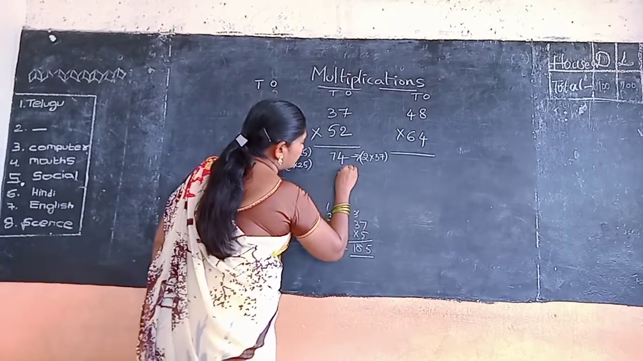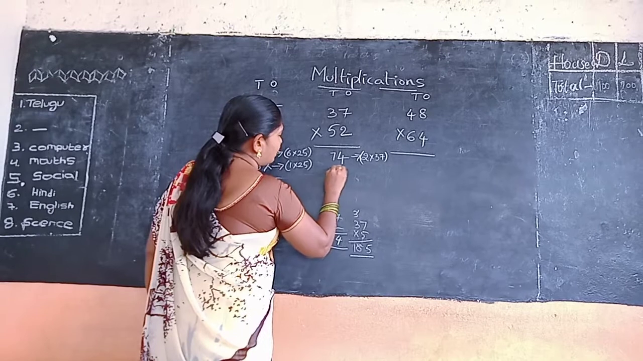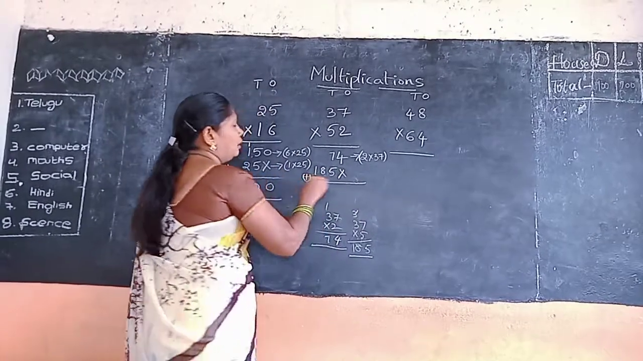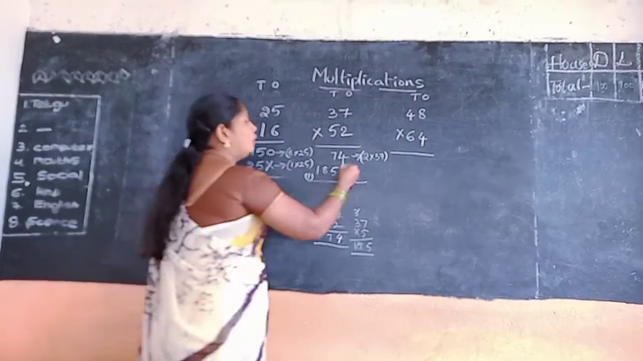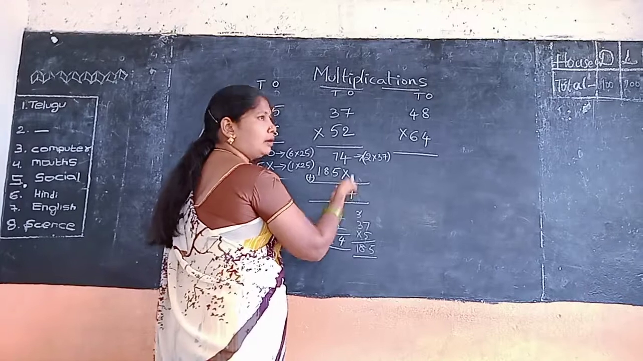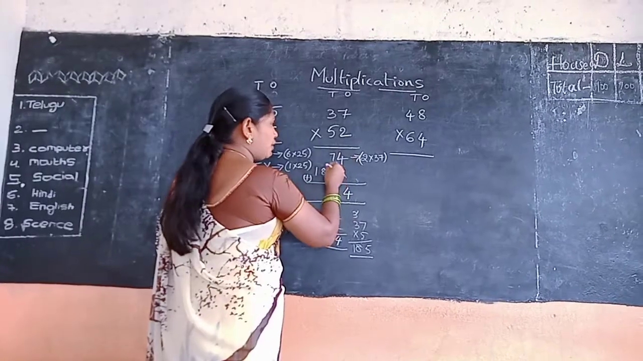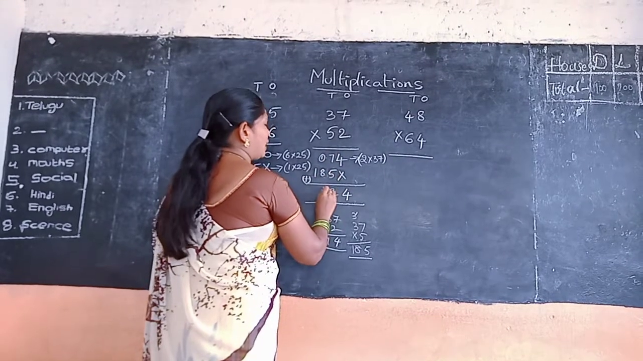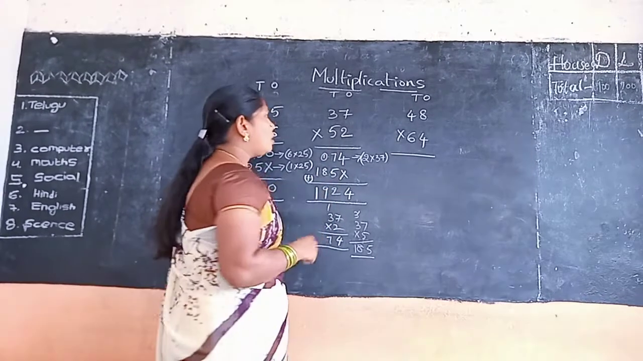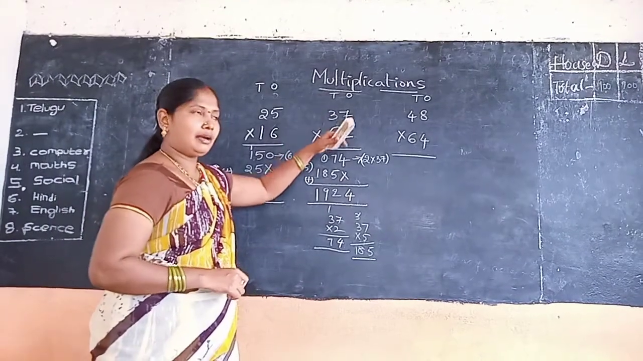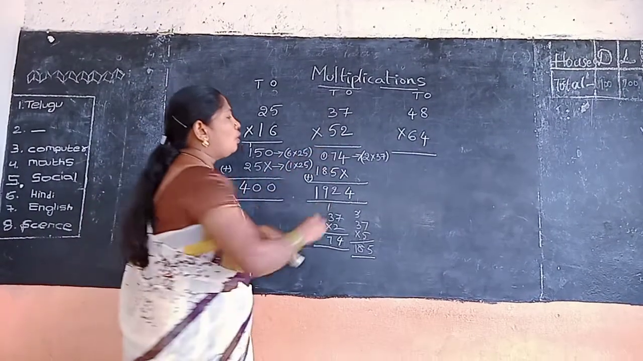This place value, leave it. Then you write 185. Do the addition, the multiplication addition. 4 is not there in any number. Now write 4. So 7 plus 5, how much? 12. Now 1 plus 8, 9, 1. Now the answer is 1924. 37 into 52.